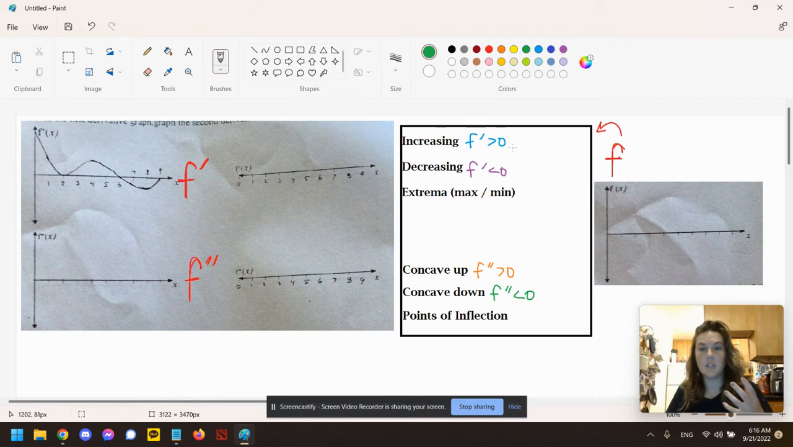So I'm going to change these "where is f increasing" questions to looking at the graph of f prime and seeing where it's above the x-axis, right? Instead of asking where is f concave down, I'm going to look at the graph of the second derivative and see where it's below the x-axis, right? These are easier things to look at. So now we've got to do that.